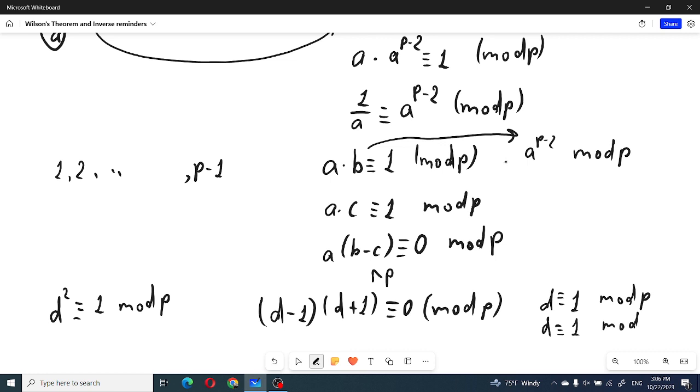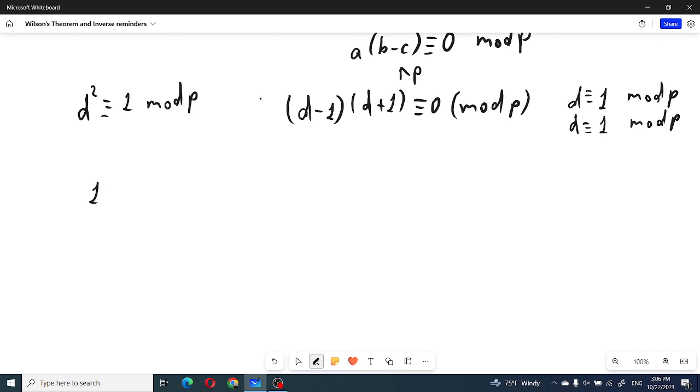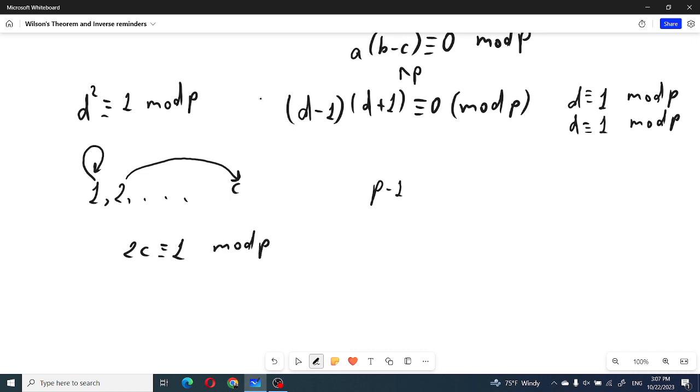Now we can show that if we group all these numbers from 1 to p minus 1, a will be grouped with its inverse. For 2, we need to find some integer, call it c, such that 2 times c is 1 mod p. So we can group all these numbers, and we will see that there will not be any intersection, because we have already shown that the pair a and b is unique. Their product equals 1 mod p.